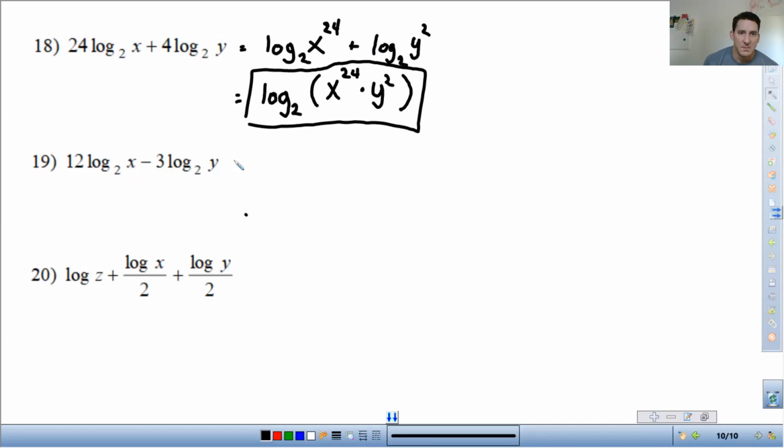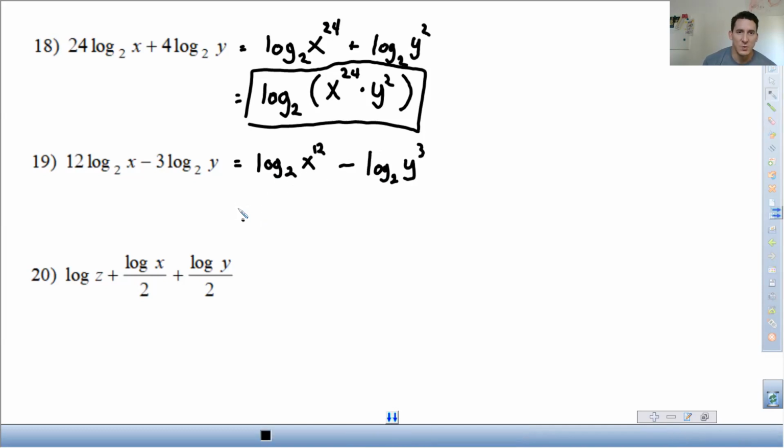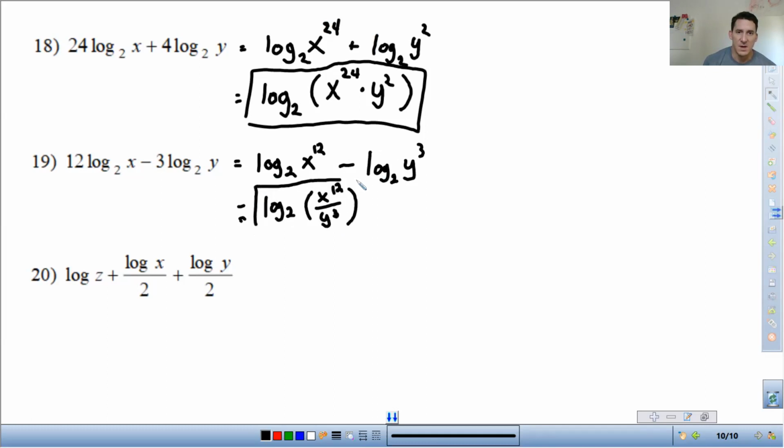This one is pretty similar. I'm going to move the coefficients into the exponents. So it's going to be log base 2 of x to the 12th power minus log base 2 of y to the 3rd power. And since we are subtracting, that's going to be dividing. So it's going to be log base 2 of x to the 12th divided by y to the 3rd. And there we are, down to a single log.